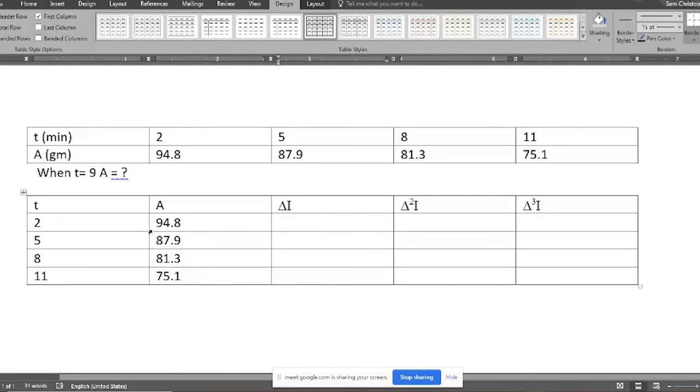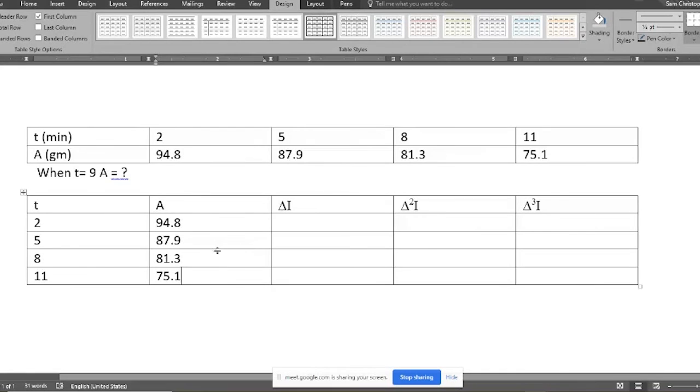Okay. Earlier, since it's Newton's forward, we just came from the bottom. Since this is Newton's backward, we have to come from the top. Okay, we just follow a single method so that you don't get confused.